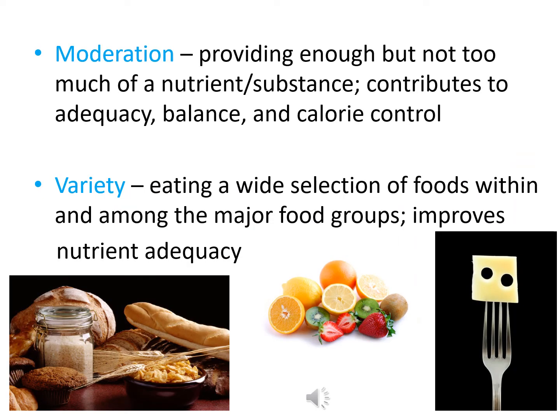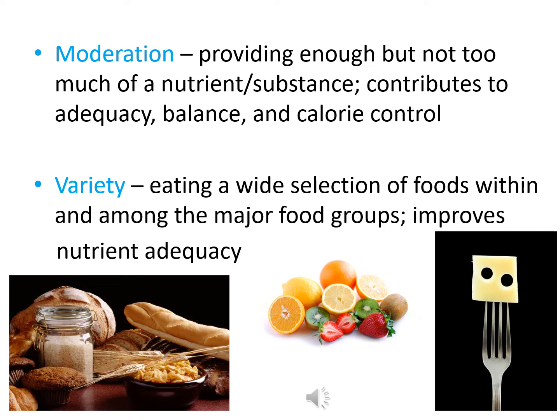The next planning principle is moderation, providing enough but not too much of a particular nutrient or some other type of substance. Moderation is going to contribute very greatly to the other diet planning principles of adequacy, balance, as well as calorie control. So what does it mean to actually practice moderation? It means that foods that you know are high in sodium, high in sugar, high in saturated fat, you incorporate them maybe occasionally as opposed to indulging in them on a daily basis.